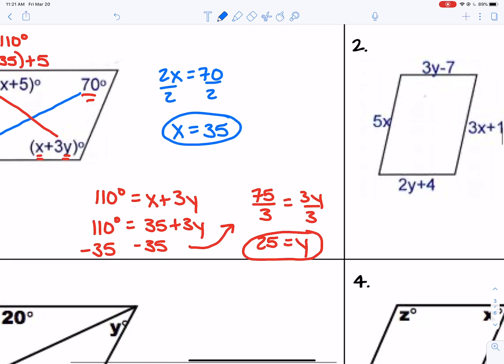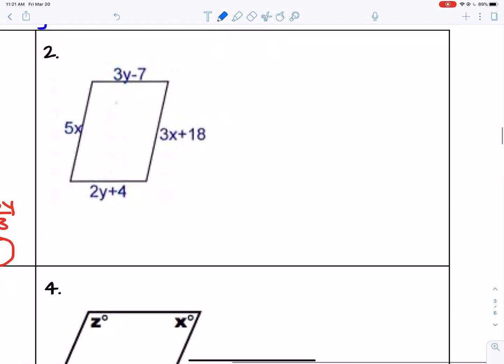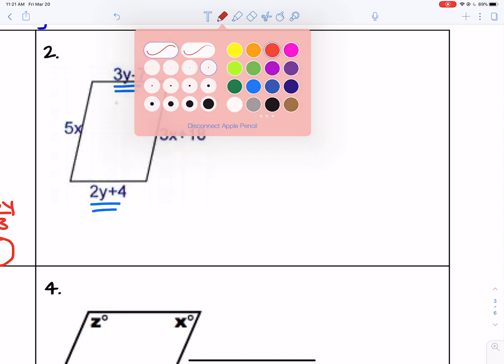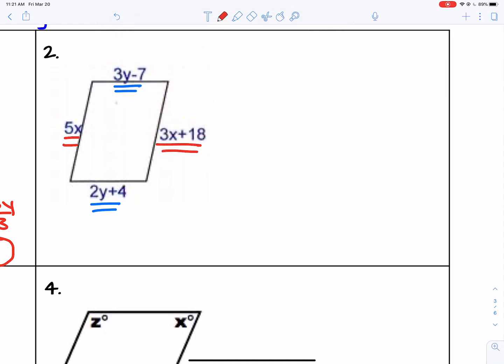All right, let's take a look at this example. Example 2 has the sides of the parallelogram labeled. Notice these are not angles, these are sides. And so what we know about their sides is that opposite sides are parallel, but that won't help us solve this problem. But we also know that they're congruent. And so I'm going to just set these equal to one another and these left and right sides equal to one another. And I'm going to solve for x and y by setting them equal.